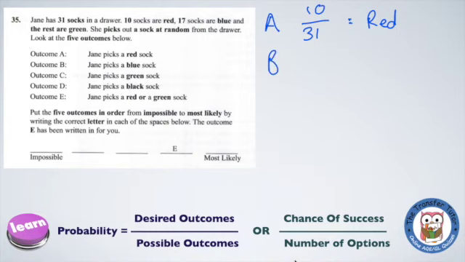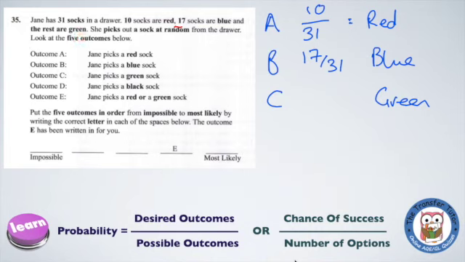So for B, she picks a blue sock, so we're going to look at blue. We can see here that 17 of the socks are blue. So it's quite simply 17 out of 31 is blue. For C, we've got a green sock. The probability that she picks a green, now we can see here that the rest are green, it says.